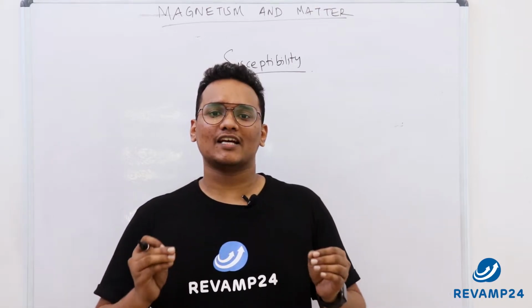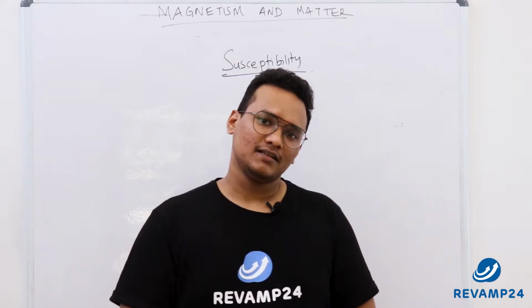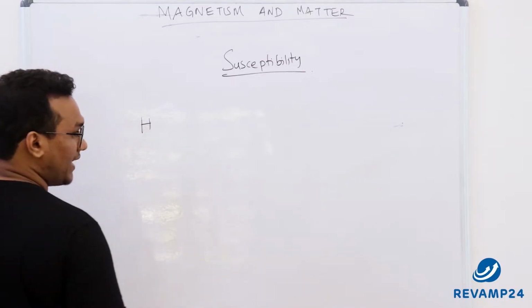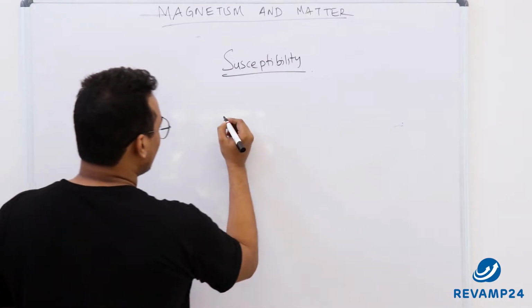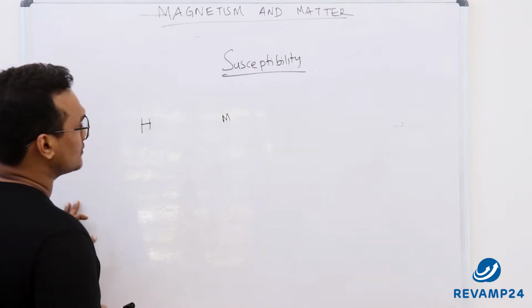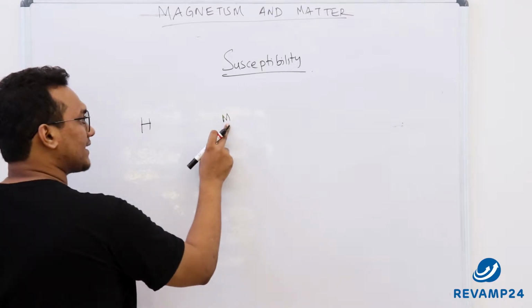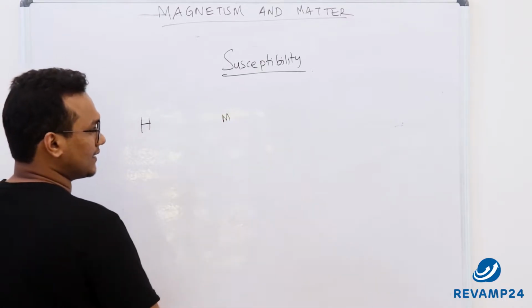In this video, I will explain what is susceptibility. In the previous video, we have learned about H, the magnetizing intensity, and M, magnetization. Now, who creates the magnetization? H creates the magnetization, right?